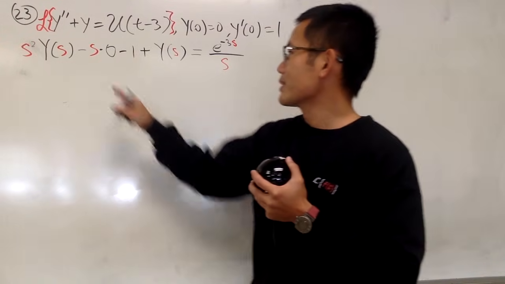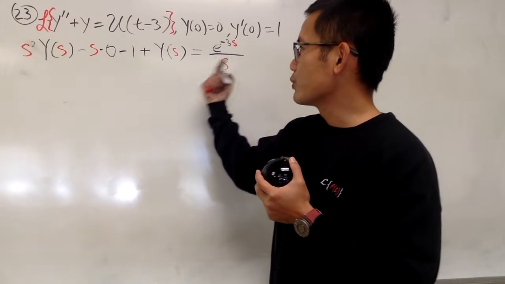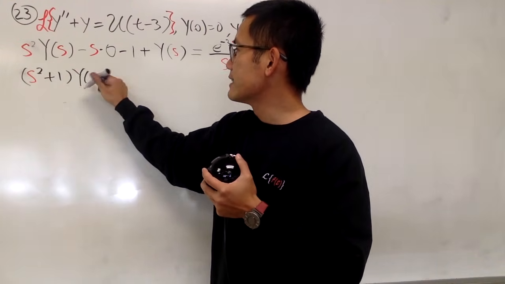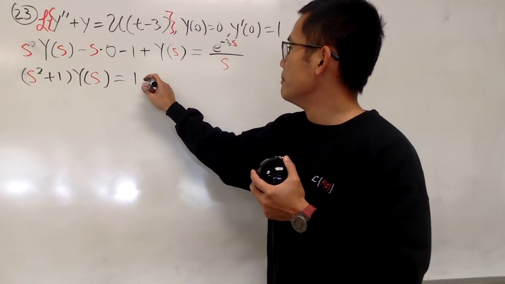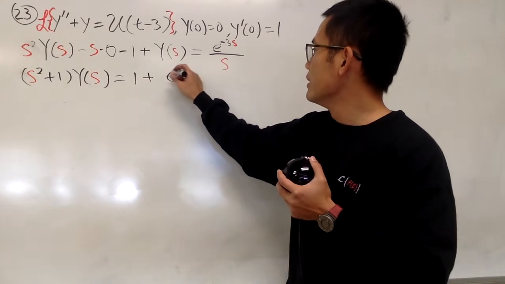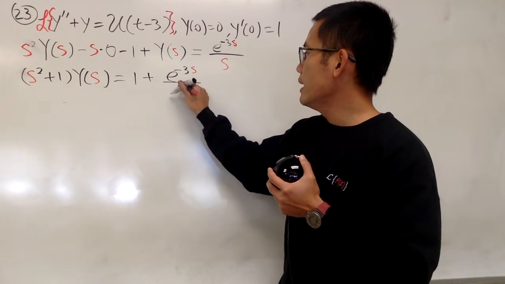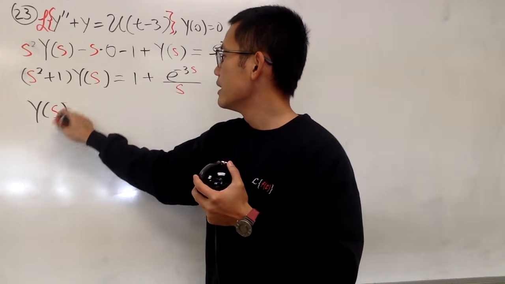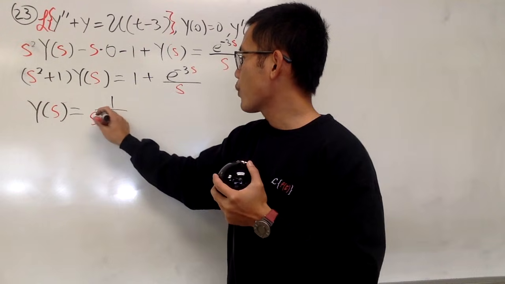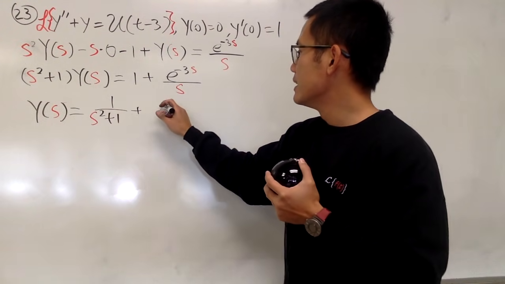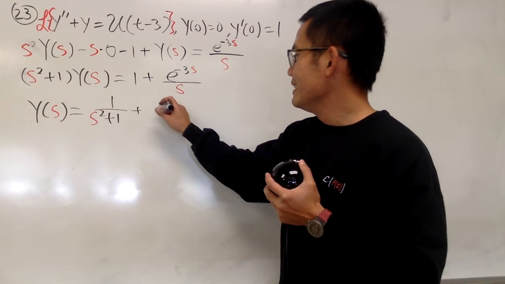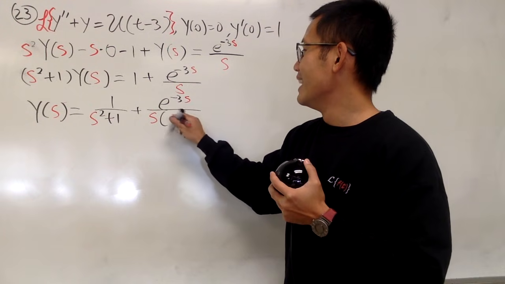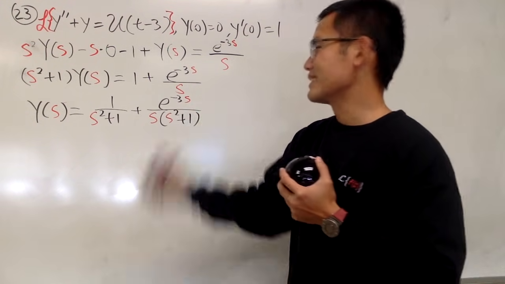Now just do the work. The 1 goes to the other side. So we have s squared plus 1 times Y of s equal to 1 plus e to the negative 3s over s. Divide everybody by s squared plus 1, so Y of s is equal to 1 over s squared plus 1, plus e to the negative 3s over s times s squared plus 1.